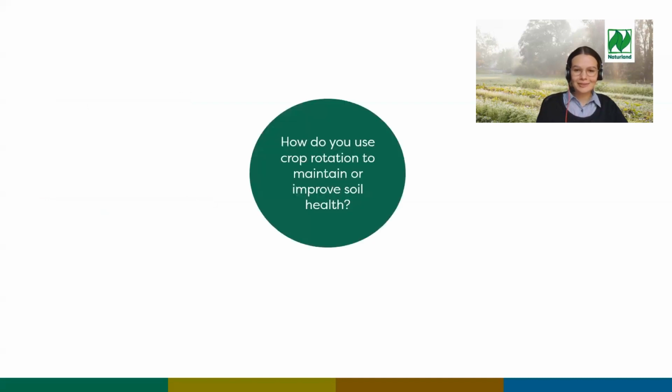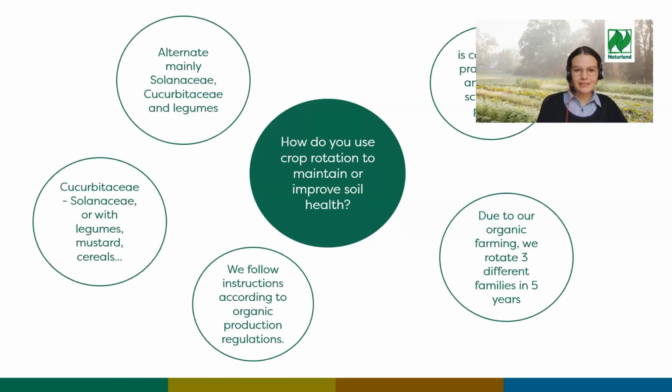Before that, when you registered to today's event, there was a question about how you use crop rotation to maintain or improve soil fertility. And on this slide, I want to show you some of your answers. So one answer was very specific, saying that they rotate 3 different families in 5 years. Others also named their main crops of the plant families of Cucurbitaceae and Solanaceae, intercropped also with legumes or mustard and cereals.